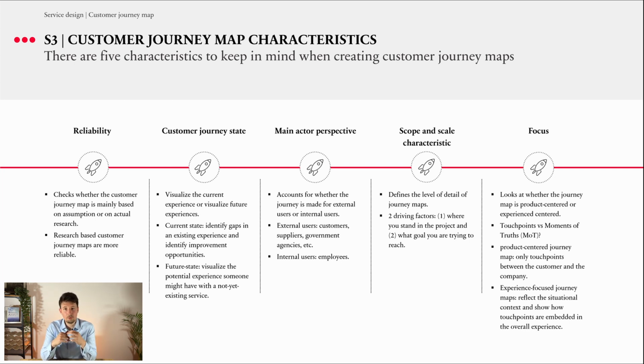Let's move on now to the main actor perspective characteristic. This characteristic accounts for whether the journey is made for external users or internal users. External users will most often be customers, but it can also be suppliers, government agencies, audit companies, etc. On the other hand, internal users is often referring to employees or departments or the company itself.